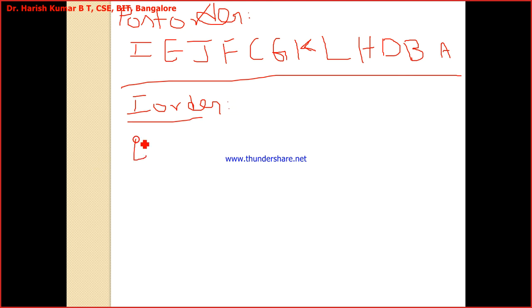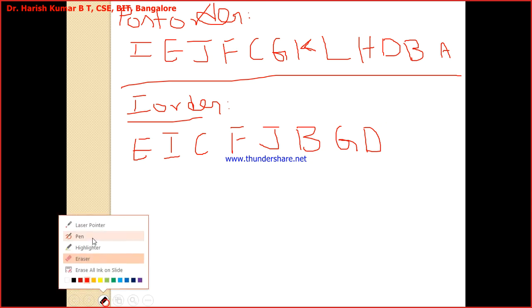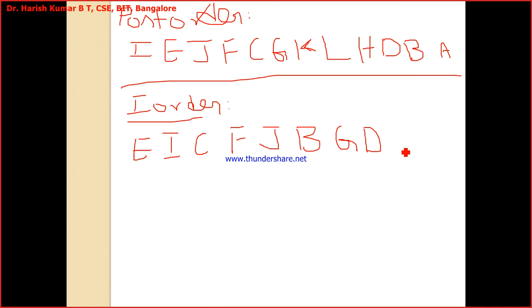And the in order traversal is E, I, C, F, J, B, G, D, K, H, L and A. Okay, so copy this and try to construct the tree out of this. Binary search tree. It is easy, you can easily do it.